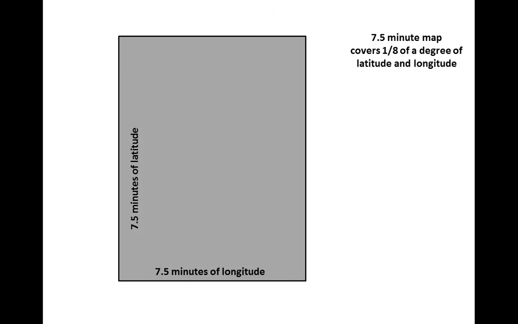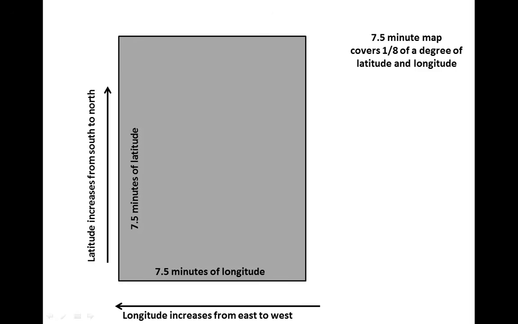Because the United States is in the northern hemisphere, that means that latitude is increasing as we go from south to north in the United States. Likewise, the United States is in the western hemisphere, so that longitude increases as you move from east to west across the United States. Now we have our 7.5 minute quad here.